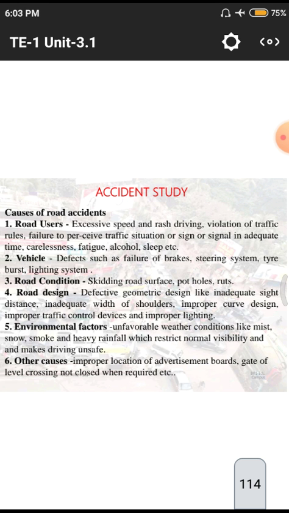Next one, we have environmental factors. As we previously discussed, environment means we have different climatic seasons. Those climatic seasons bring unfavorable weather conditions to particular roads, such as mist, snow, smoke and heavy rainfall, which reduce normal visibility and make driving unsafe. All those things we already discussed previously.